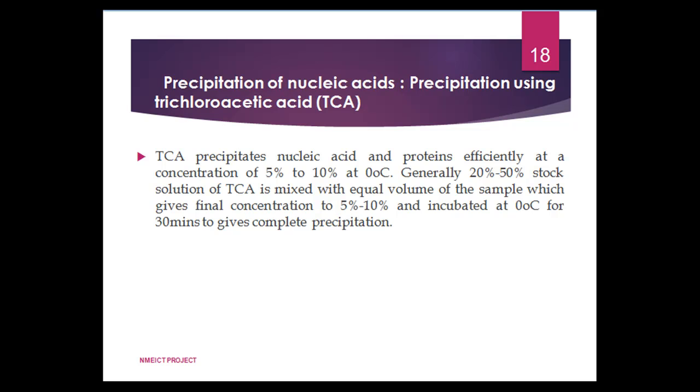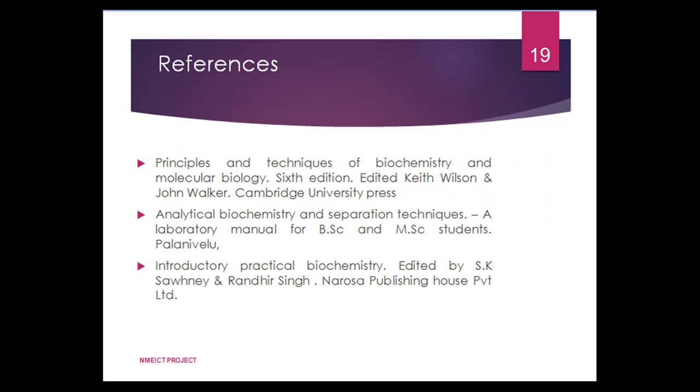Trichloroacetic acid precipitates nucleic acids and protein efficiently at a concentration of 5% to 10% at 0 degrees centigrade. Generally, a 20% to 50% stock solution of TCA is mixed with an equal volume of the sample, which finally gives you a concentration of 5% to 10%, and then incubated at 0 degrees centigrade for 30 minutes to give complete precipitation.